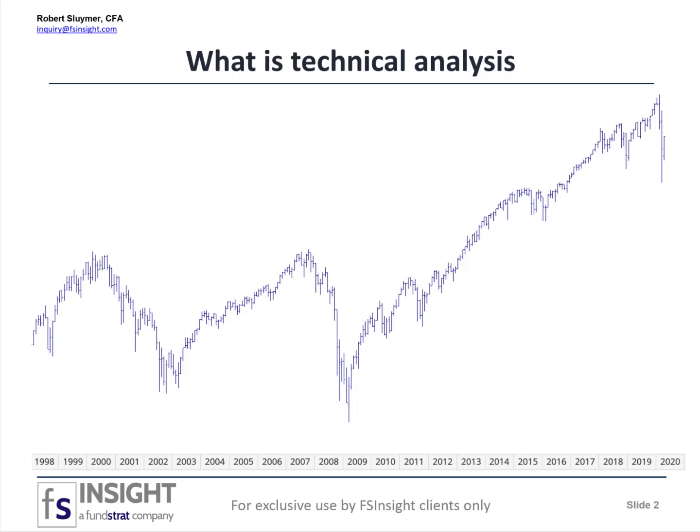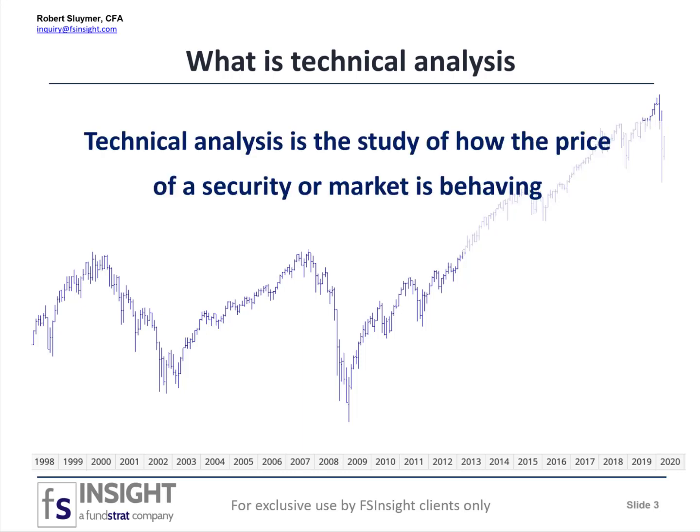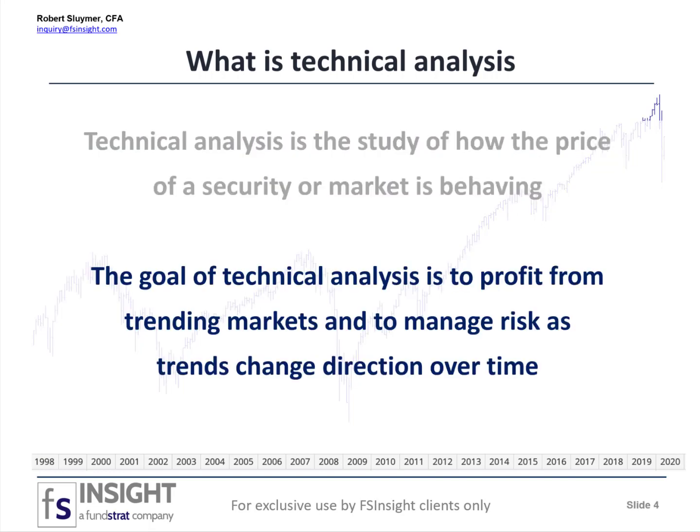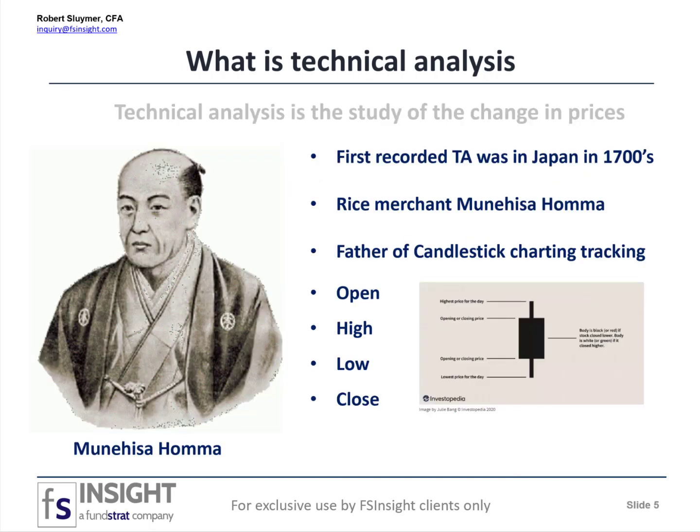What is technical analysis? It's simply the study of how the price of a security or a market is behaving. And the goal of technical analysis is to profit from trending markets and to manage risk as those trends change direction over time. The first record of technical analysis was in Japan in 1700 by a rice merchant who tracked the open, the high, the low, and the closing prices of rice. He's actually considered the father of candlestick charting.